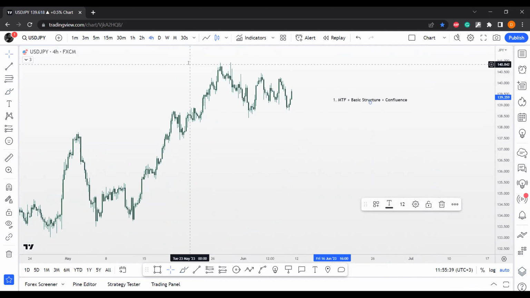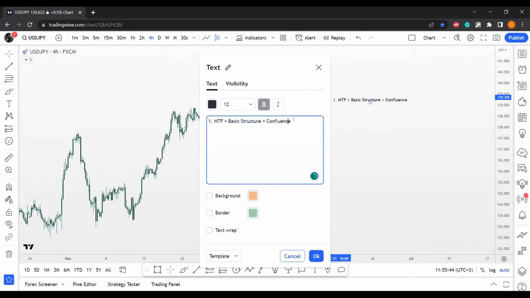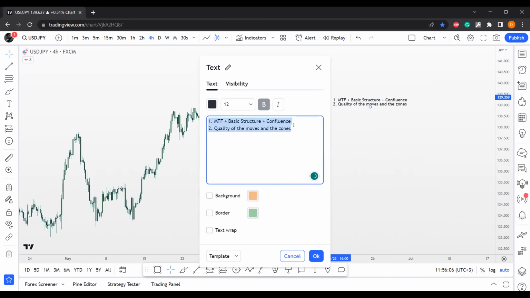And then next point, quality of the zones and quality of the moves. Based on your experience, yeah, we already discussed it a lot. Is it a clean move? Is it overextended, not overextended? Is it a clean zone? Is it a full body candle, and so on? So quality of the moves and the zones. Then overextension based on structure.